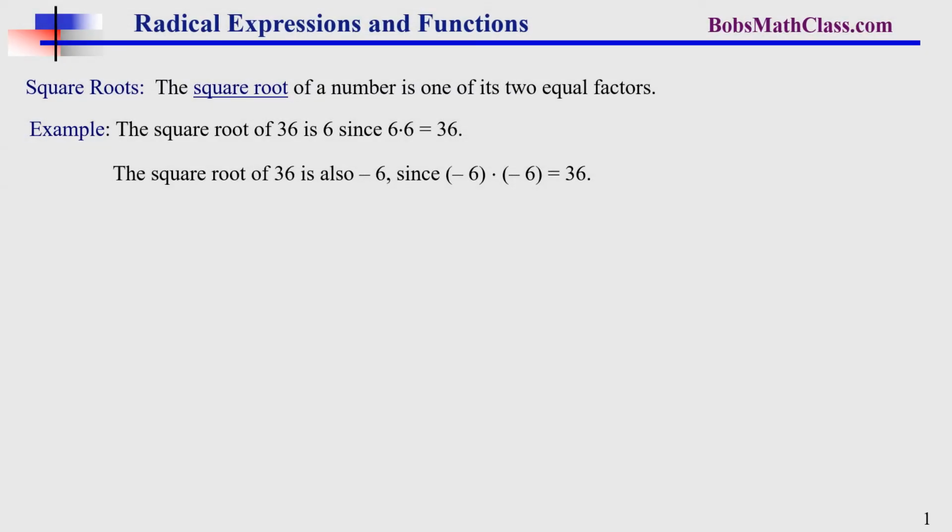Radical expressions and functions. Square roots. The square root of a number is one of its two equal factors. Here's an example. The square root of 36 is 6, since 6 times 6 equals 36. The square root of 36 is also negative 6, since negative 6 multiplied by negative 6 equals 36. So 36 actually has two square roots, 6 and negative 6.